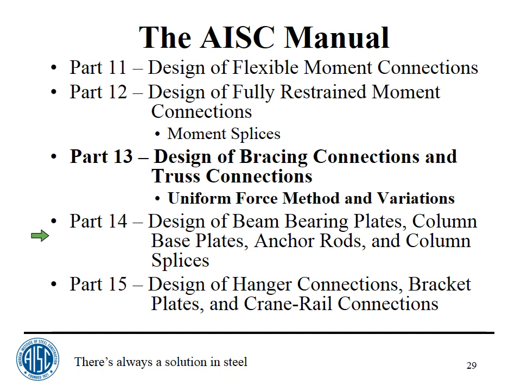Part 14, beam bearing plates, column base plates. We won't be talking much about this. And then hanger connections, Part 15, bracket plates, crane rail connections, just a lot of potpourri of things that kind of got stuck together in this place. In Part 15, there's a table that allows you to get plastic section moduli for net sections that satisfy certain requirements. It just makes it easier than having to calculate it every time.